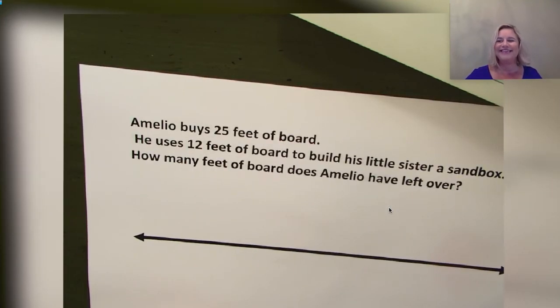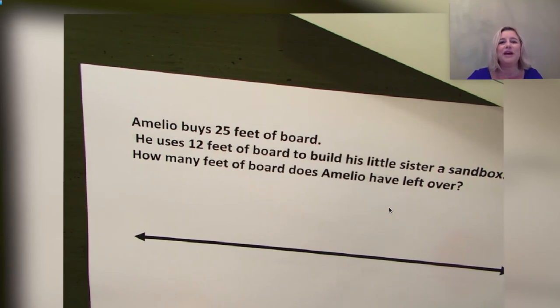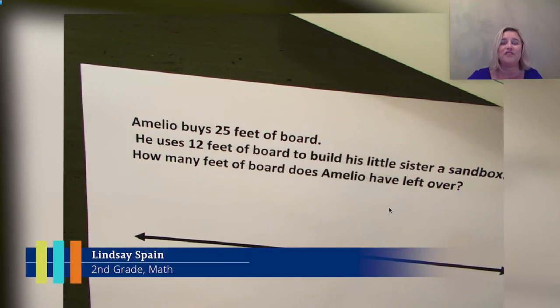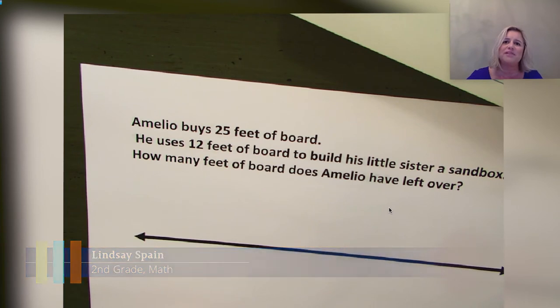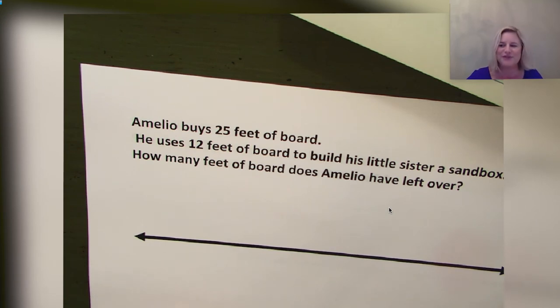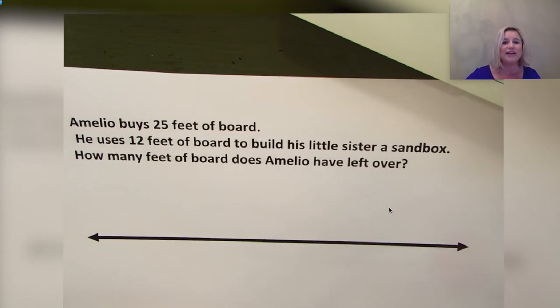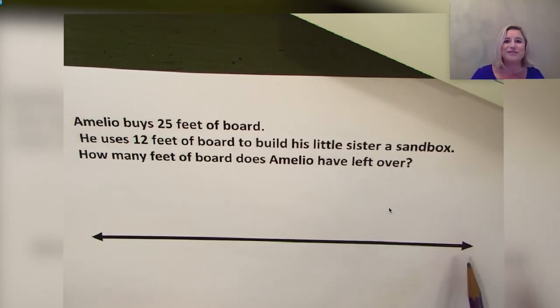Are you ready? Okay. Emilio buys 25 feet of board. He uses 12 feet of board to build his little sister a sandbox. How many feet of board does Emilio have left over? What do we need to do first? You're absolutely right. We need to draw our number line. So go ahead and draw a horizontal line. And do not forget your arrows.